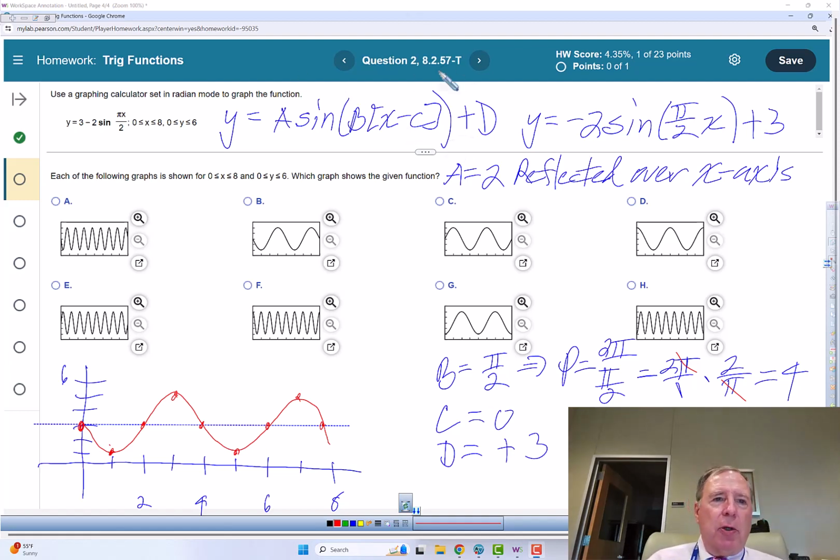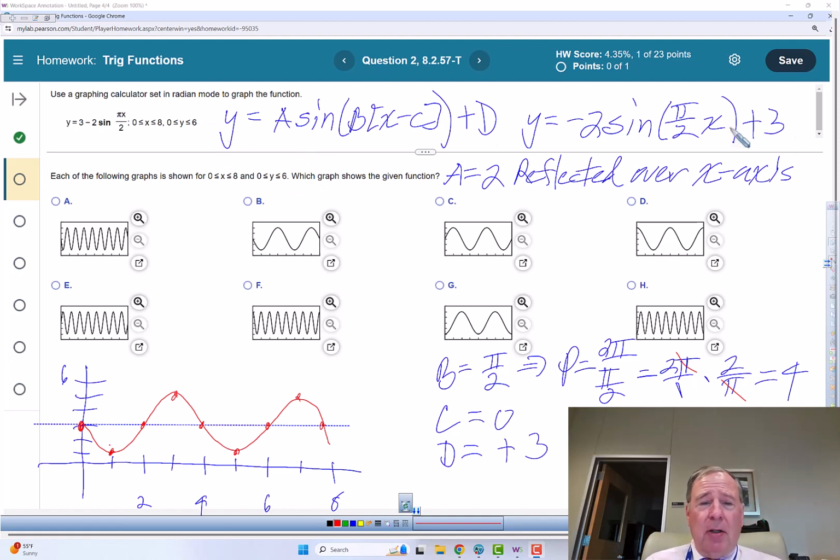This video goes over question 2 of the Trig Functions assignment. Use a graphing calculator set in radian mode to graph the function. So this is a good bit different than that first one. y equals 3 minus 2 sine of pi times x divided by 2 on the domain 0 to 8. So that's a closed interval 0 to 8. And then on the closed interval for y from 0 to 6.